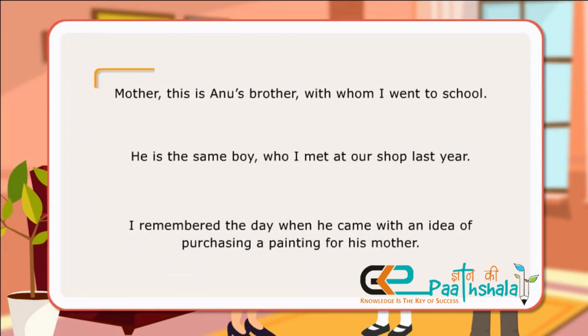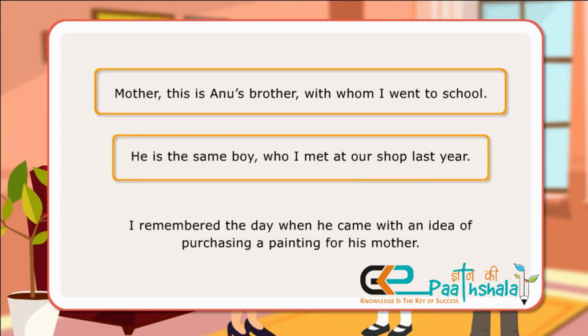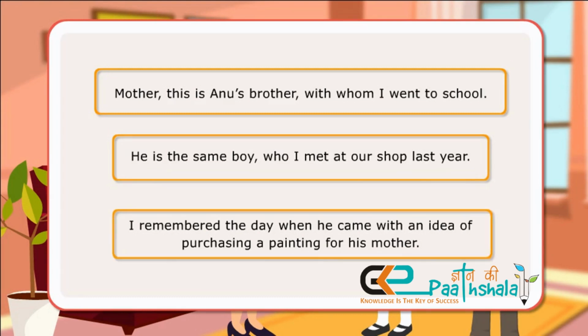Here are the sentences. Mother, this is Anu's brother with whom I went to school. He is the same boy whom I met at our shop last year. I remember the day when he came with an idea of purchasing a painting for his mother. In the first sentence, the relative pronoun whom is used as the object of a preposition. In the second sentence, the relative clause is introduced by the relative pronoun who. In the last sentence, the defining clause is introduced by when, in the sense of in which.